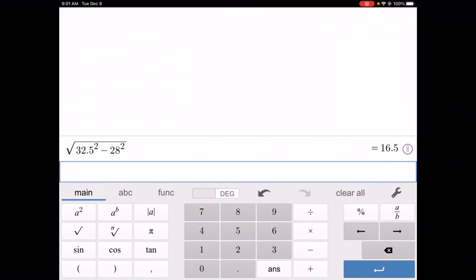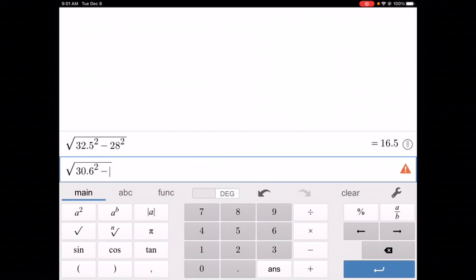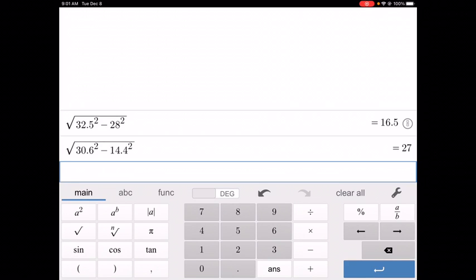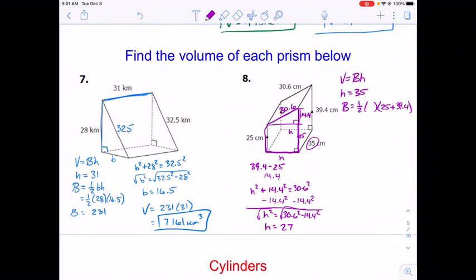And we're going to have the square root of 30.6 squared minus, because it's always the hypotenuse minus the other side, 14.4 squared. And that gives us 27. So it comes out to be a perfect square, 27. So we go back over here, and our height is now 27. So we can go back and plug it in over here.